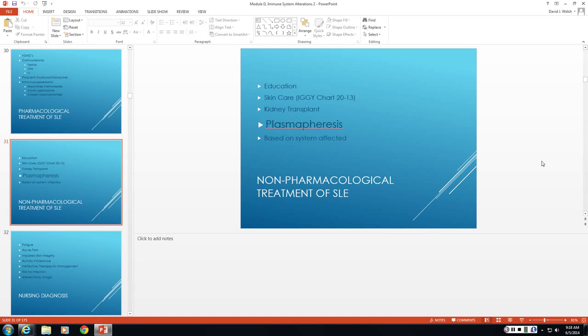So non-pharmacological treatment of SLE, you're going to do education. So you're going to teach them what to do, what to watch for. You're going to teach them to do skin care. If the kidneys are affected, they could have a kidney transplant. Like we talked about, plasmapheresis, and they're also going to be treated depending on what system is affected in their body.